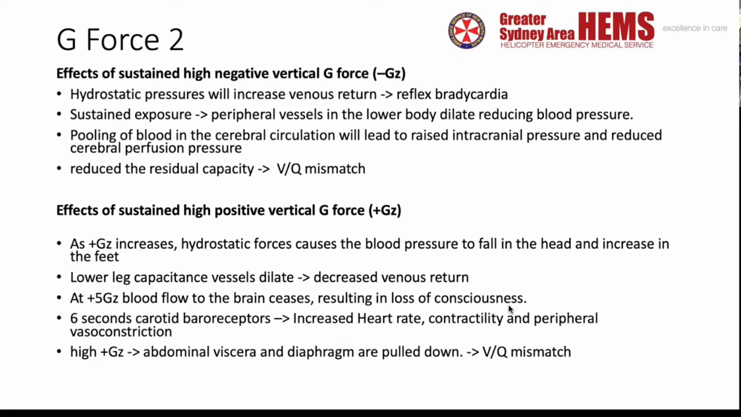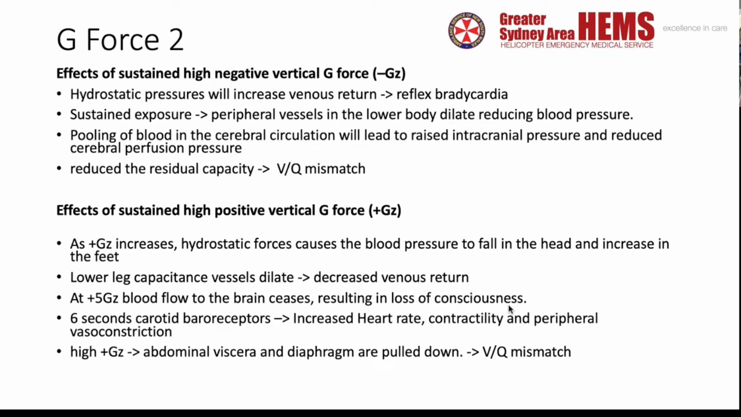So under high sustained negative vertical G-force, you get an increased venous return, which causes a reflex bradycardia. But because of that increased venous return and increased blood pressure, you then get peripheral vasodilation to even all of that out. The problem is that you can end up with pooling in the central circulation, and that can cause raised intracranial pressure. It also causes VQ mismatch.